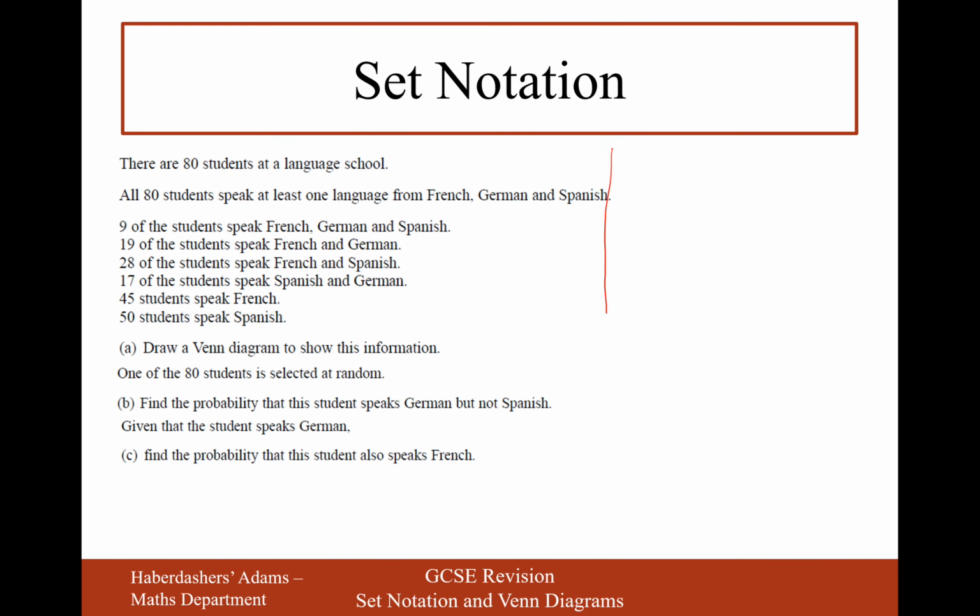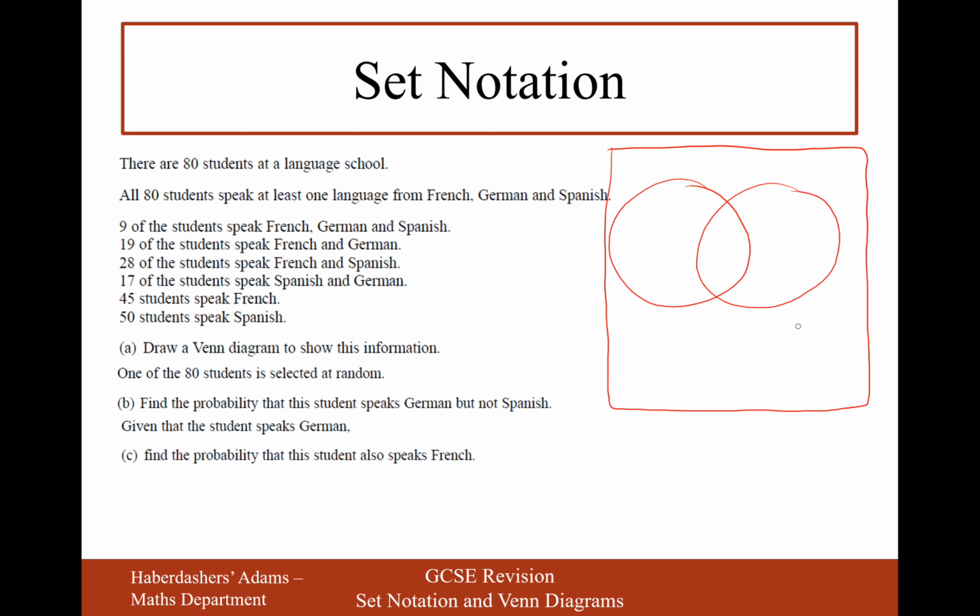Okay, so let's start drawing the Venn diagram now. So we have French, German, and Spanish speakers. So 1, 2, 3. Okay, so let's go for the intersection first, French, German, Spanish. So, we have 9 students who speak French, German, and Spanish. 9. 19 students speak French and German. French, German, so that must be 10 people to make the total 19. 28 people speak French and Spanish, so that must mean 19 people here to make the total 28. 17 people speak Spanish and German. Spanish and German, 17, so it must mean 8 people here that will make the total 17.